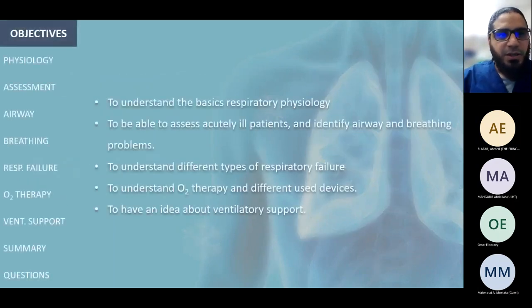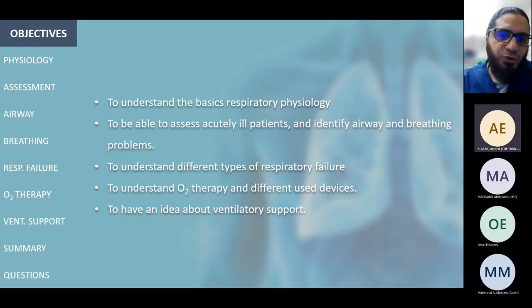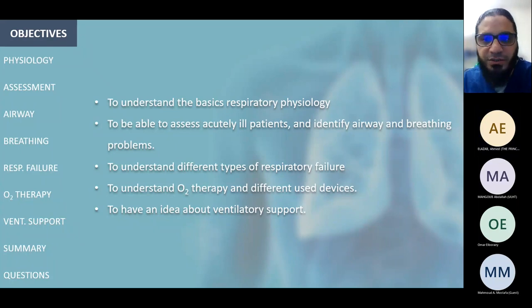Right. So in the beginning, I'll just talk about the objectives of this session. By the end of this session, you should understand the basics about respiratory physiology and be able to assess acutely ill patients and identify the patients who need respiratory and airway support, to understand the different types of respiratory failure and how to manage each of them. We'll have an idea about oxygen therapy and the different devices that you can use, and a general idea about ventilatory support. It's not in details, of course.